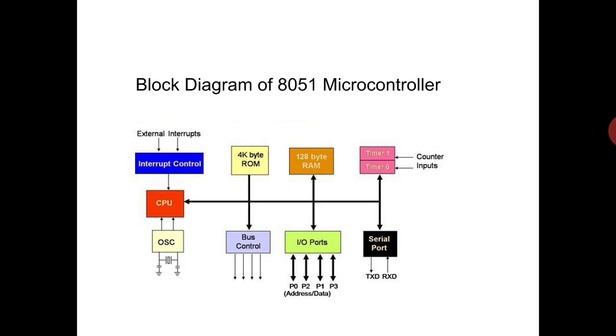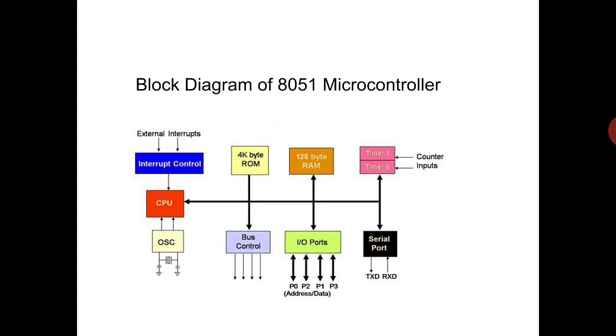First, the oscillator. It is an on-chip oscillator unit whose output produces clock pulses to synchronize the internal operations of 8051. One has to connect a crystal externally to control the frequency of the clock pulse. For operating the microcontroller at 12 megahertz or less, a quartz crystal of 12 megahertz is used. That means the frequency of this crystal is 12 megahertz. One can also connect an external clock pulse.